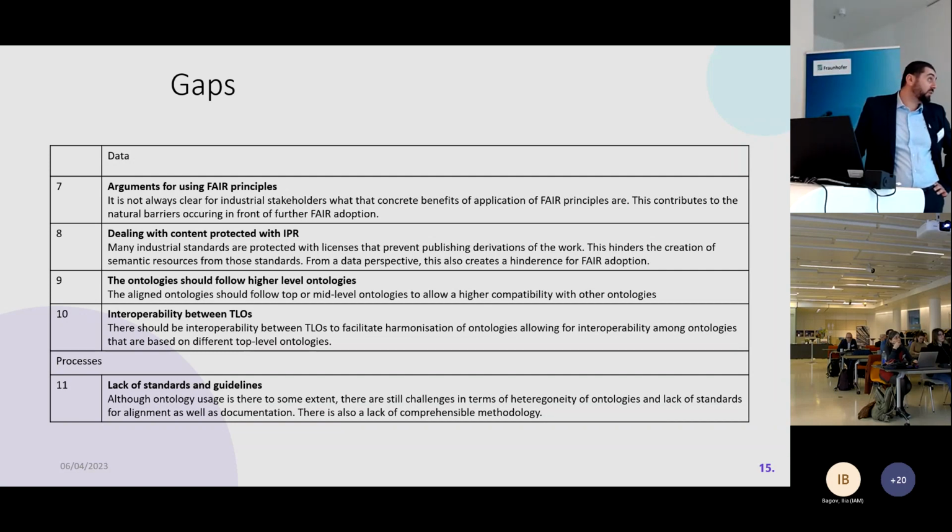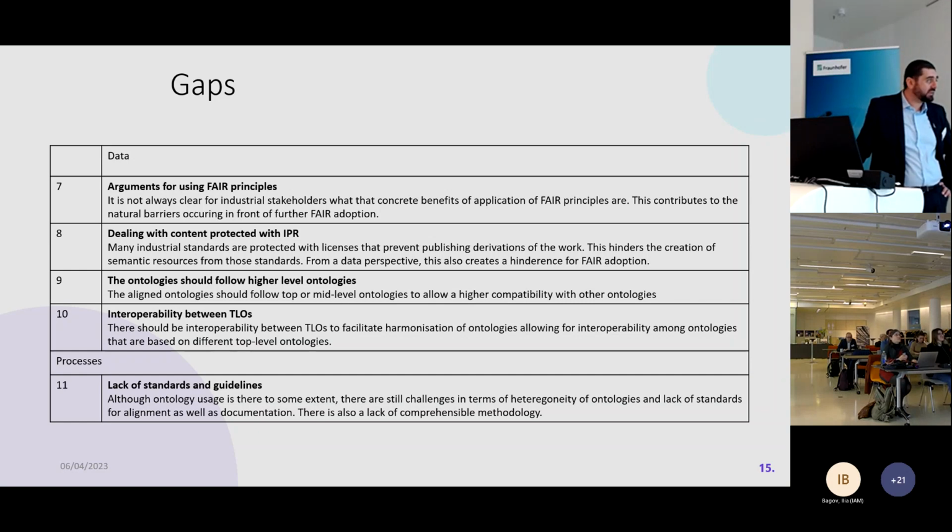Another gap from the ontology perspective is that ontologies are not aligned to top level, but even top-level ontologies are not interoperable. They are not aligned. This is a loop. Ontologies for interoperability are not interoperable. Then we say, to make ontologies interoperable, we need to align to top-level ontologies. But the same, top-level ontologies are not aligned. That's like a snake.